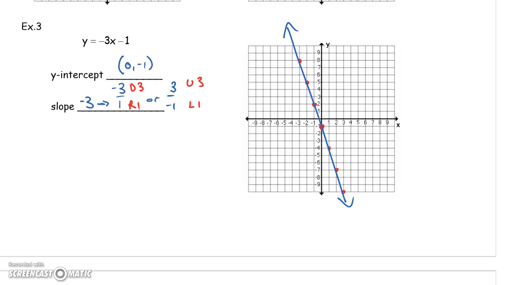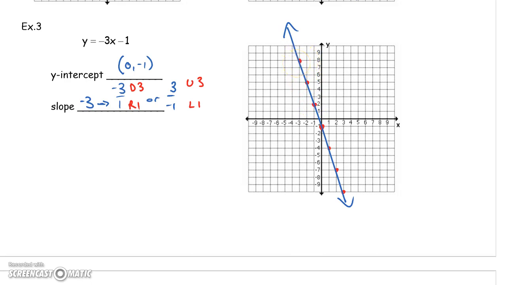So let's look at the answer for example 3 first. I accidentally pressed the wrong button and canceled the recording. We should have found our y-intercept of (0, -1), same slope as example 2, -3 over 1, which we could also look at as 3 over -1. Start at (0, -1), down 3, right 1, or start at (0, -1), up 3, left 1.